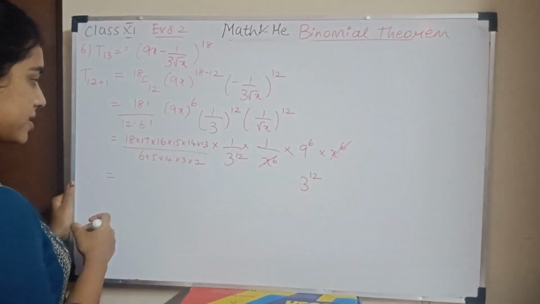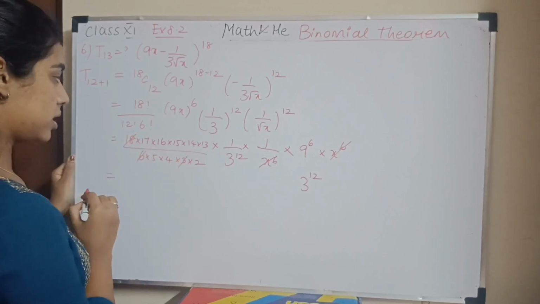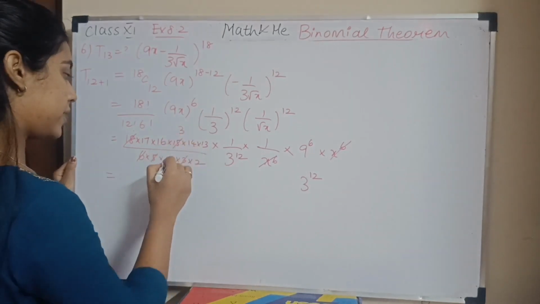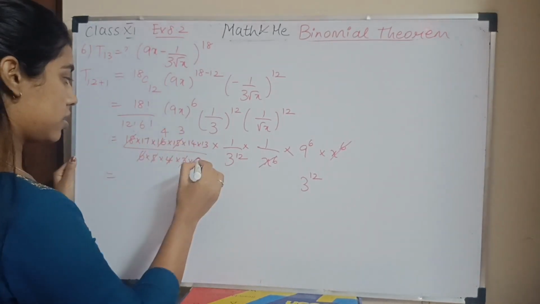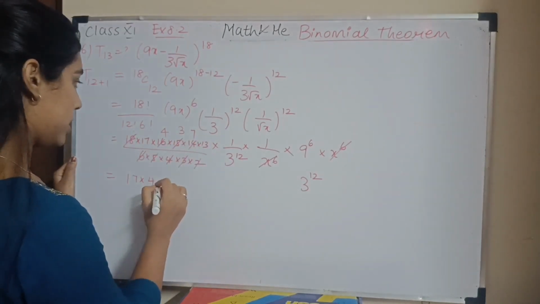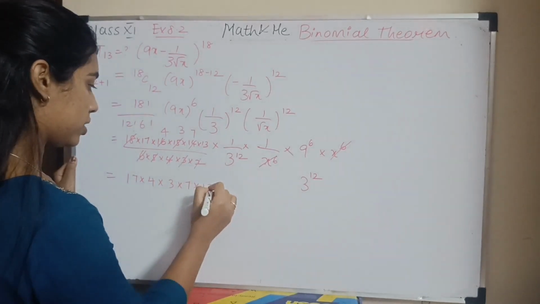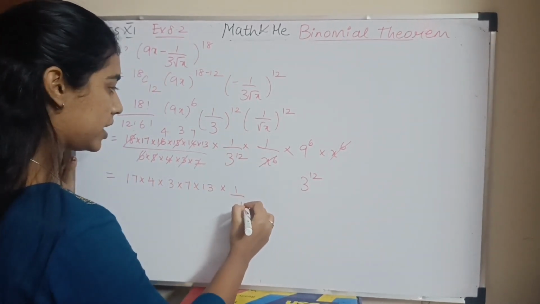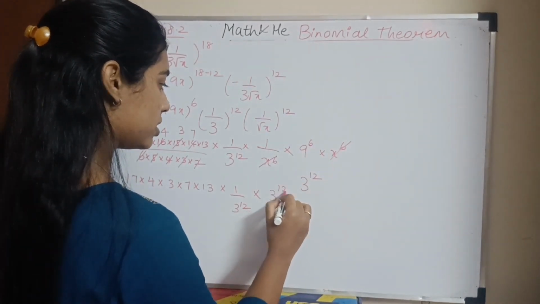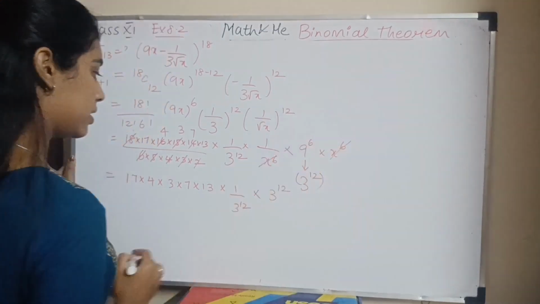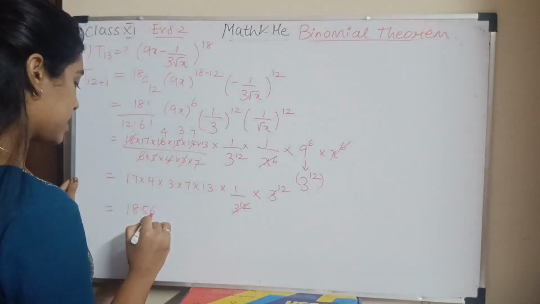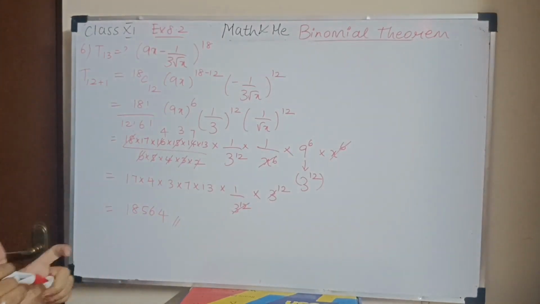So I have, what can I cancel? 6 3s are 18. 5 3s are 15. 4 4s are 16, 2 7s are 14. So what am I left with? 17 into 4 into 3 into 7 into 13 times 1/3^12 times 3^12. 9^6 can be written as 3^12. Okay, so this goes off. So what is my final answer? 18564.